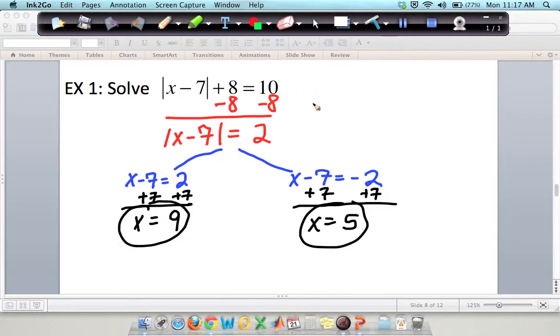And I can show you why this works. If I go up here and plug in 9, 9 minus 7 is 2. The absolute value of 2 is 2, and 2 plus 8 is 10. If I plug in 5, 5 minus 7 is -2. The absolute value of -2 is 2, and 2 plus 8 is 10. So both solutions work.